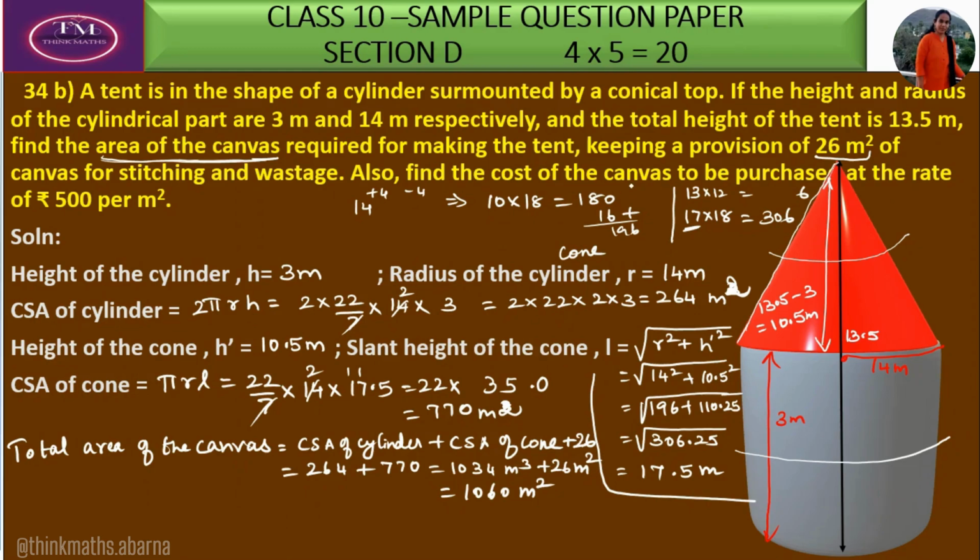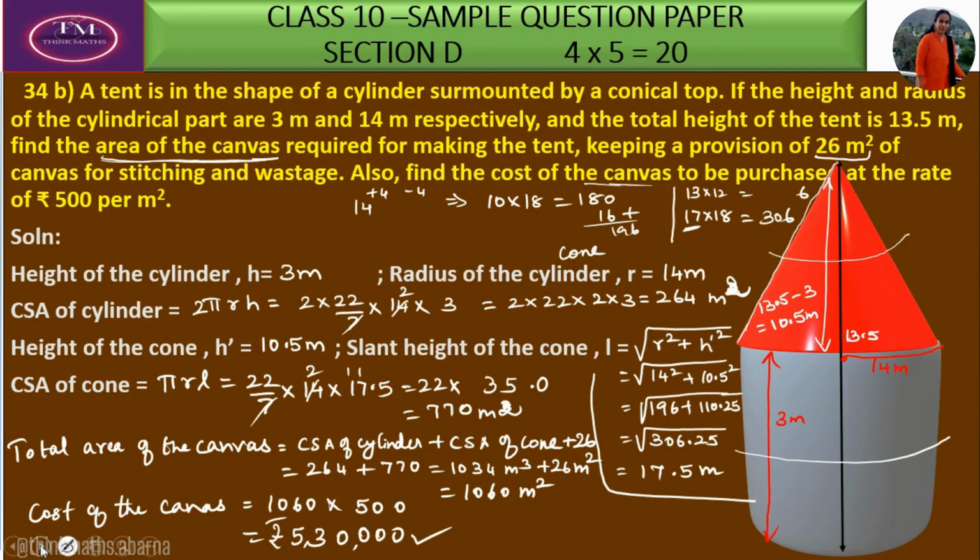Next, what we have to find out is the cost of the canvas. So what is the cost? Cost of the canvas equal to, for 1 meter square, they need rupees 500. So for 1060 meter square, it is 1060 into 500. So multiplying, how many zeros are here? There are 3 zeros. 5 6s are 30. Balance 3. So 0 plus 3 is 3 and 1 5. So we have 5,30,000 rupees is needed for making this tent. Okay, children, I hope you can understand this problem.